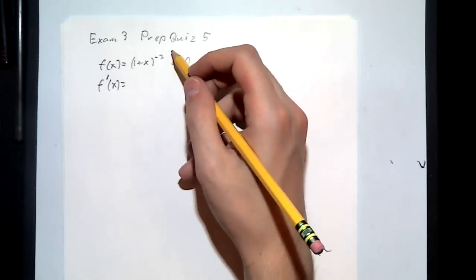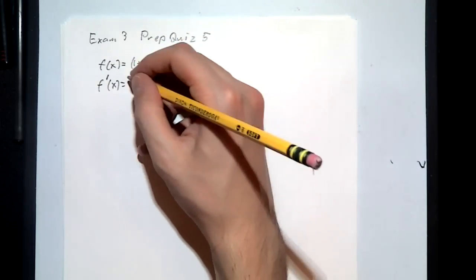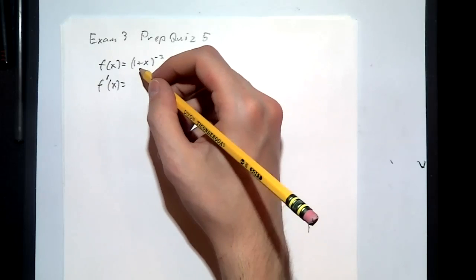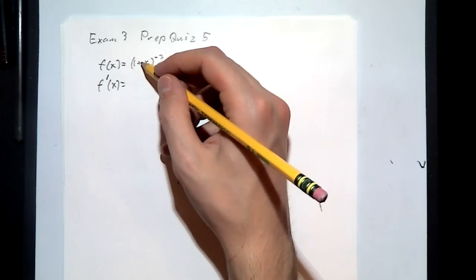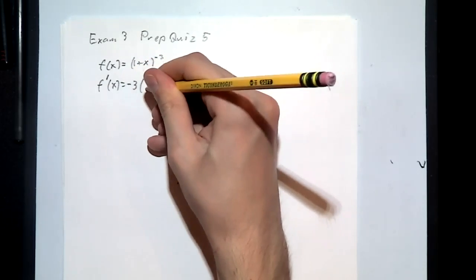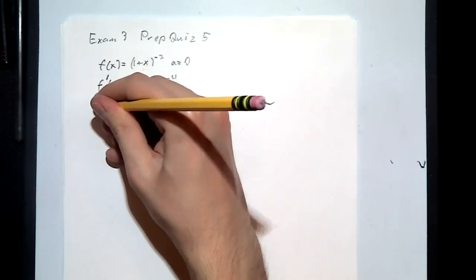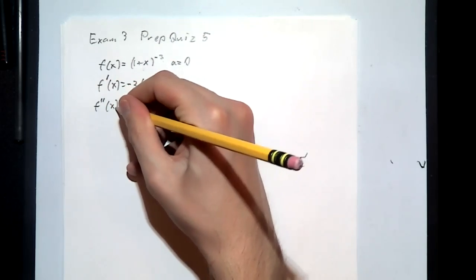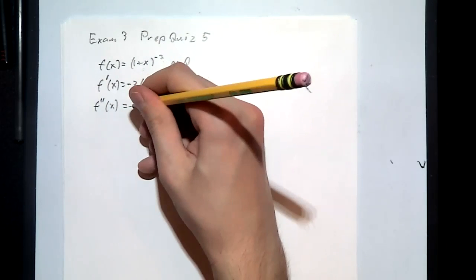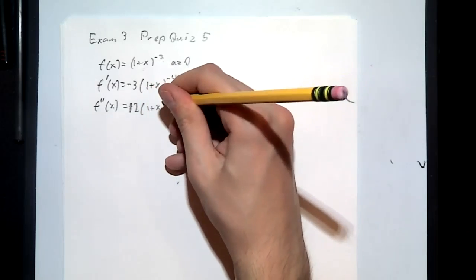So first, find f prime. You already know 1 plus x to the negative third. We also want to find f of a every time. The derivative of this, we subtract 1 from the power. Typically, we'd have to deal with the chain rule, but because the derivative of the inside is 1, we don't have to. So we get negative 3, 1 plus x to negative 4. So this will be pretty straightforward going through. So f double prime will equal, times negative 4, so positive 12, 1 plus x to negative 5.